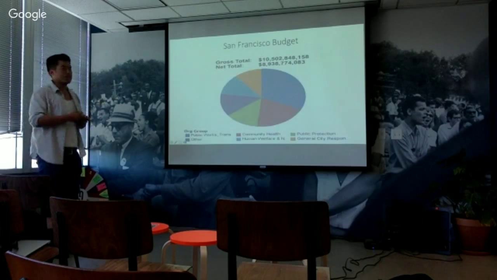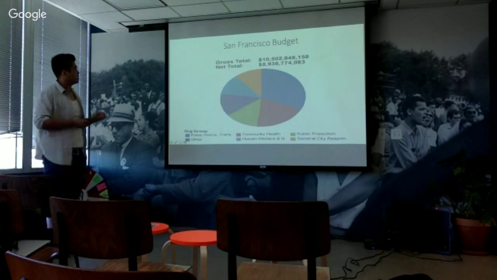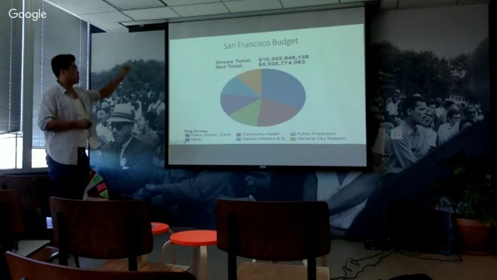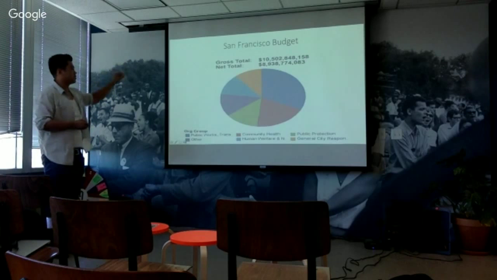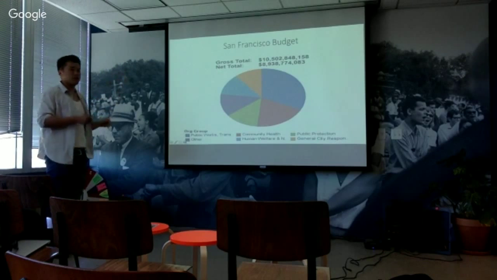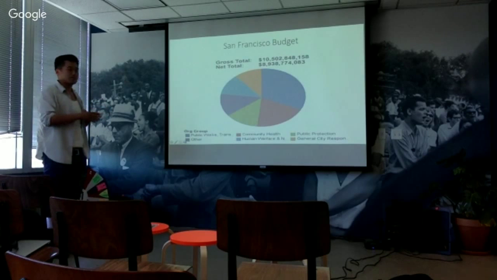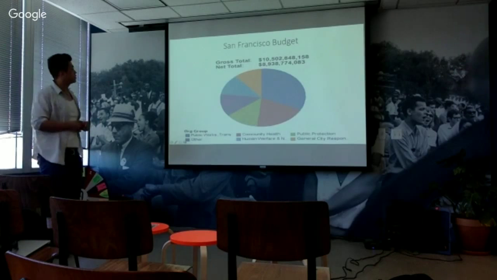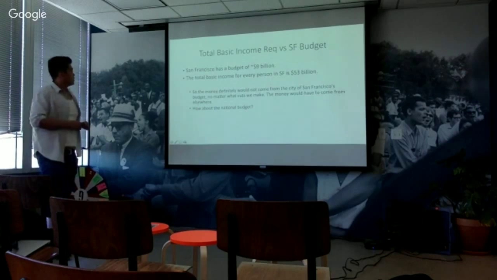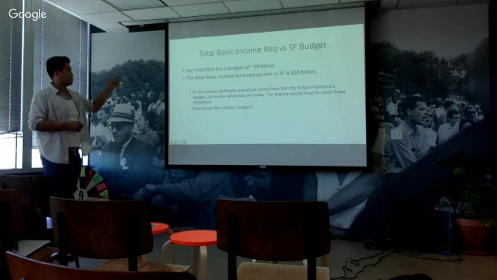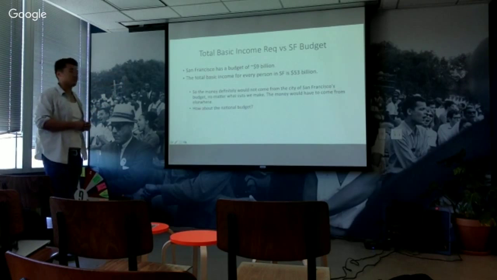Now let's look at the budget for San Francisco. You can ignore the gross total, but basically the net total is what we're looking at here, and that's $9 billion. That is the total budget for San Francisco. So San Francisco has a budget total of $9 billion, and the total basic income for every person in San Francisco would be $53 billion.